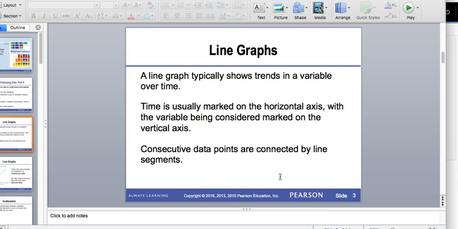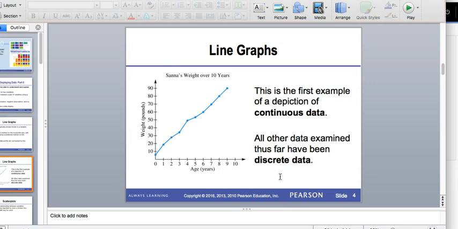Line graphs typically show a trend in a variable over time. They are usually marked with time on the horizontal axis and the variable being considered on the vertical axis. Consecutive data points are connected. So I feel like sometimes people get line graphs and scatter plots confused. If you look right here at this picture, we have this depiction of continuous data, and a line is drawn from one data point to the next. We can see on the x-axis we have time. On the y-axis we're looking at the weight over 10 years, and so that's the variable we're looking at.